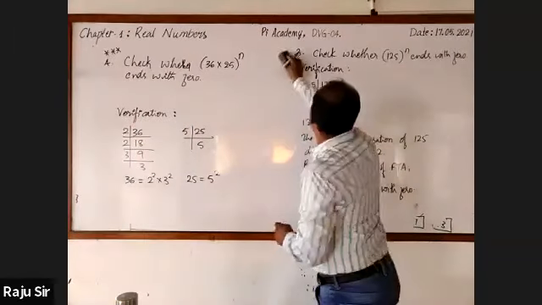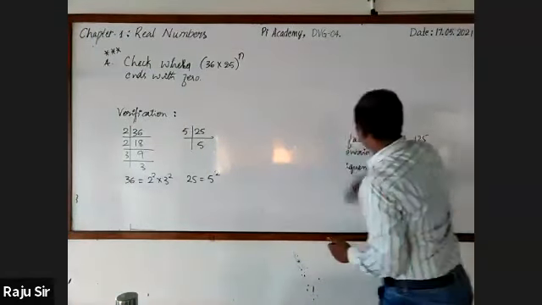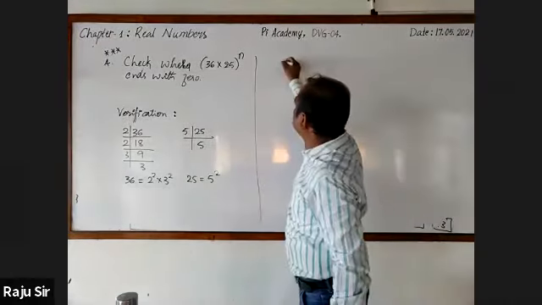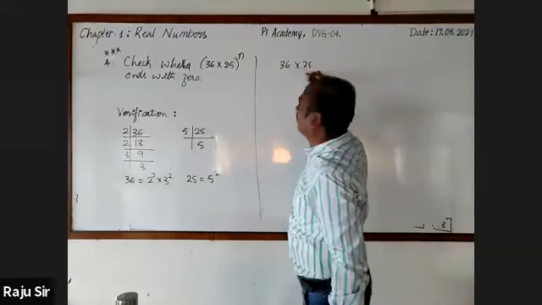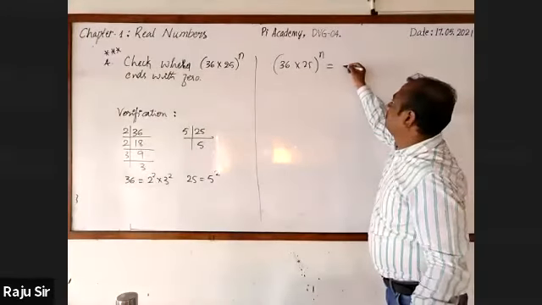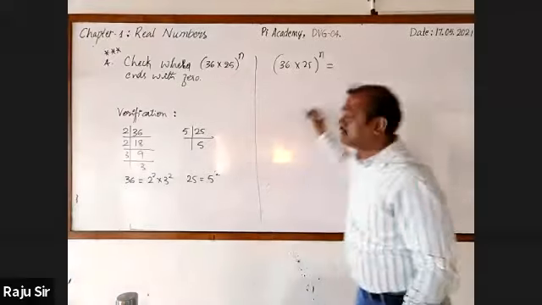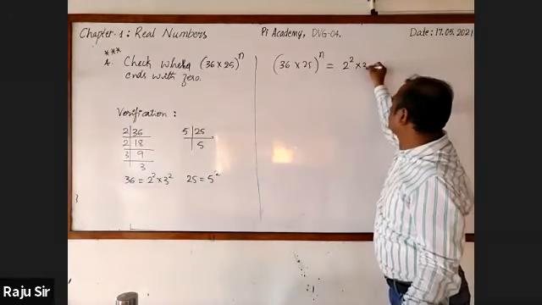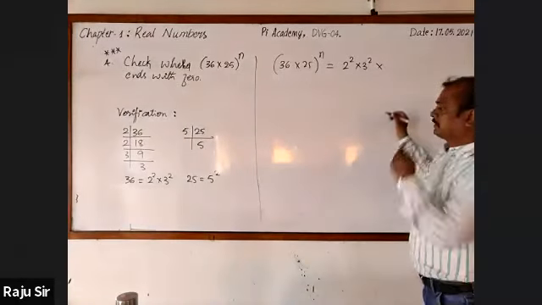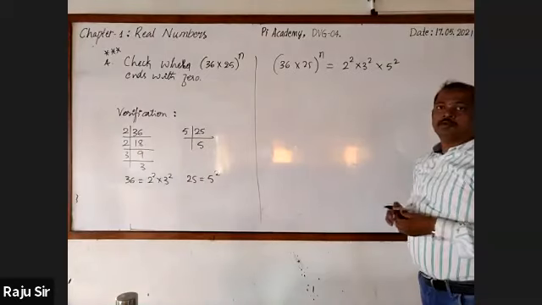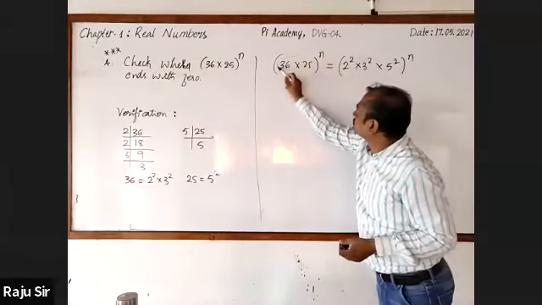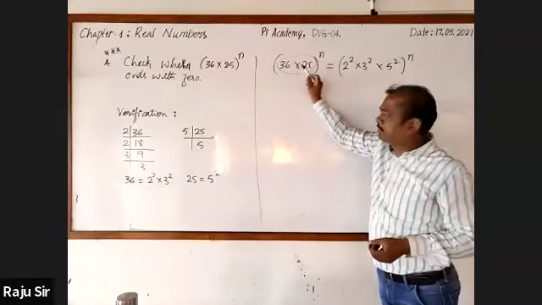But the given number is 36 into 25, and you can take the whole raised to the power n. 36 can be written as 2 square into 3 square, whereas 25 is 5 square, whole raised to the power n. Observe the prime factorization of the given number.